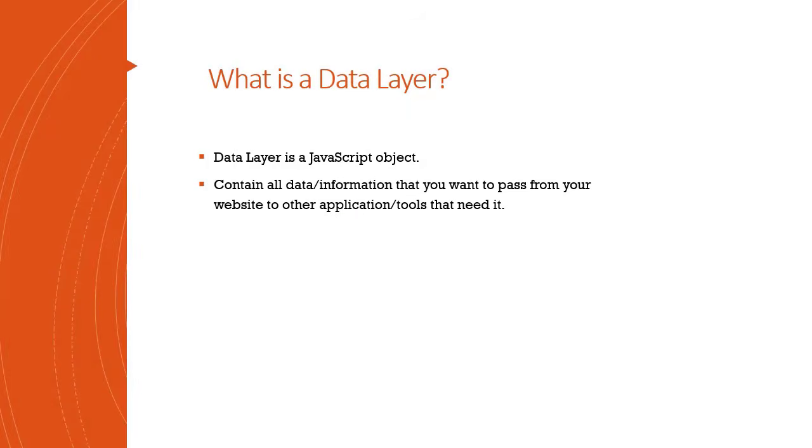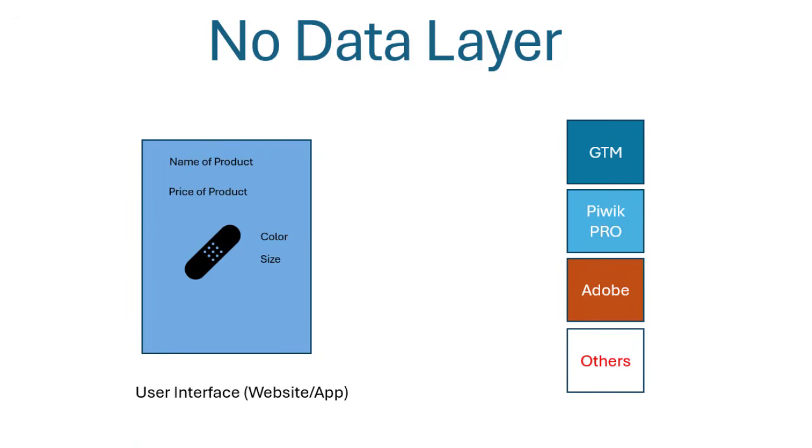So let's see what a data layer is. A data layer is a JavaScript object that sits on your pages. So it's part of your HTML code on your site. It contains all the data or information that you want to pass from your website to the other applications that need it.